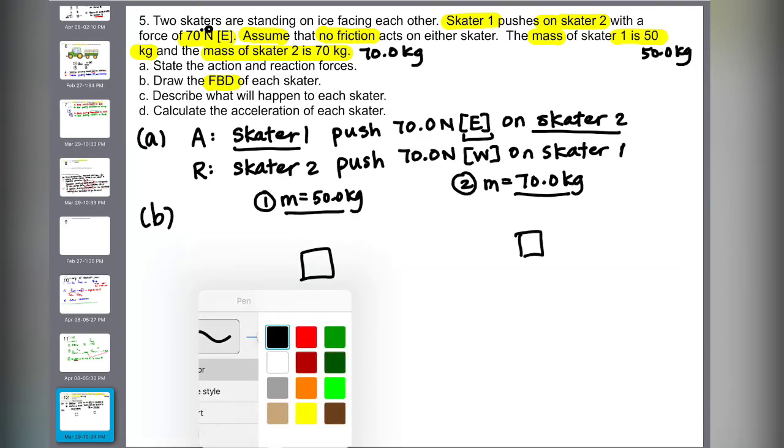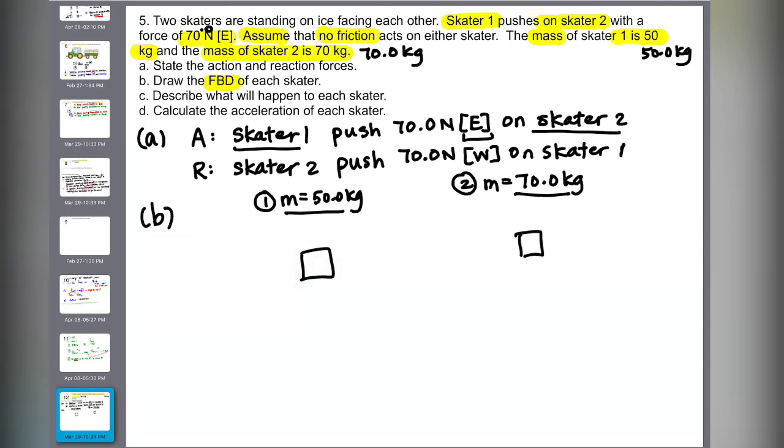So the action force, I'm going to color code this. I'm going to use the red to represent the action force. Skater 1 pushes 70 Newton east on skater 2. So I am acting this force on skater 2, and it is going 70 Newton to the east. You can say FA, or you can just put the 70 right on it.